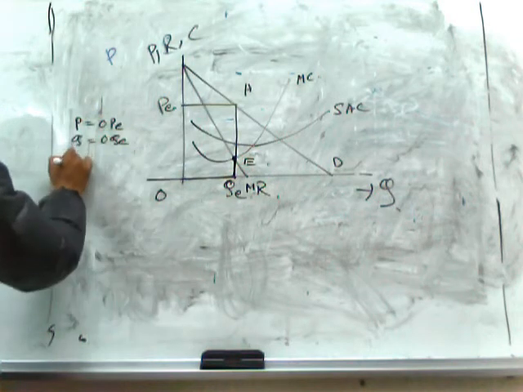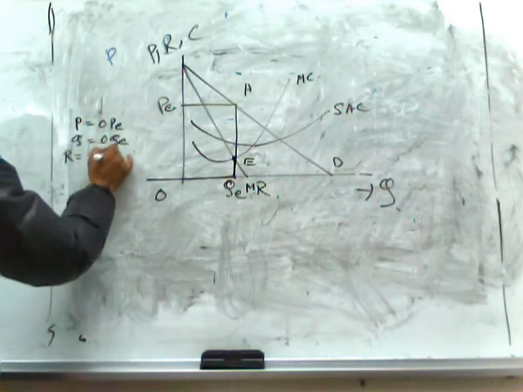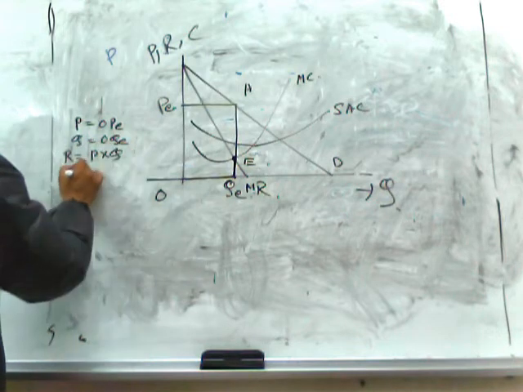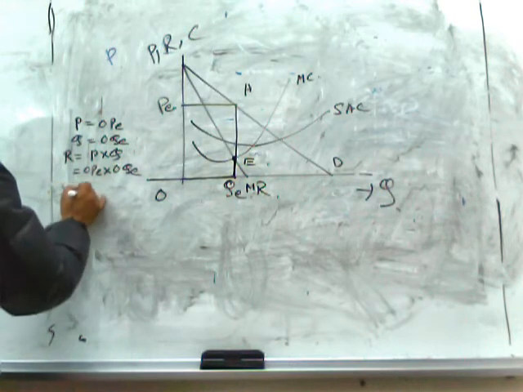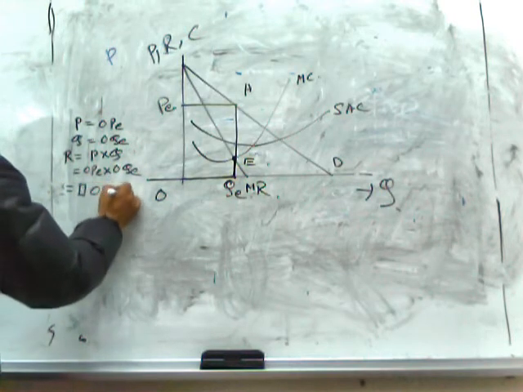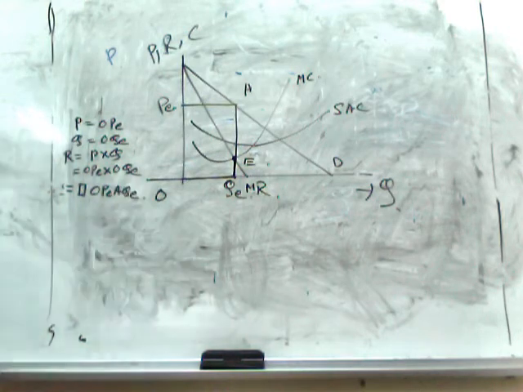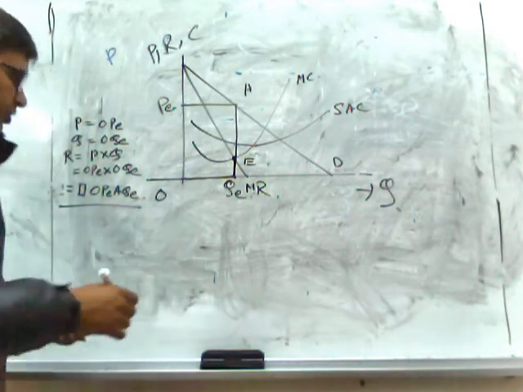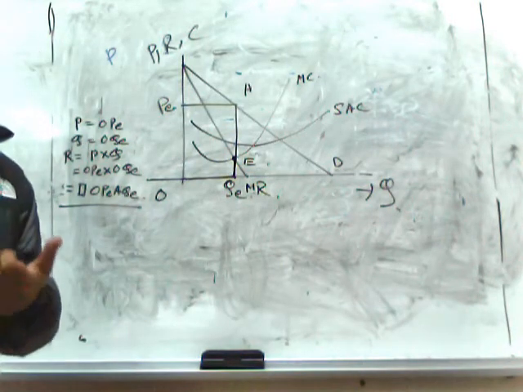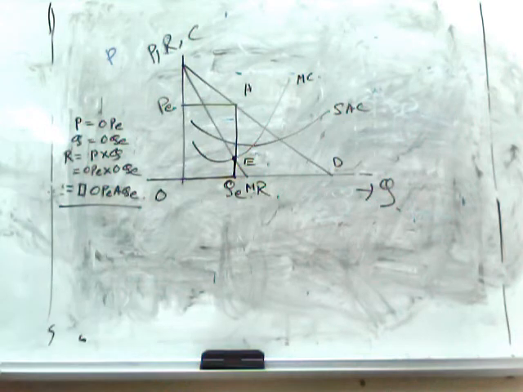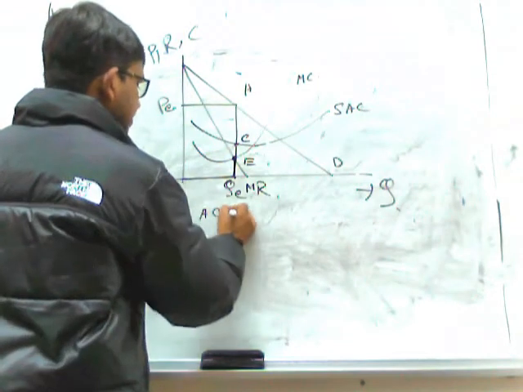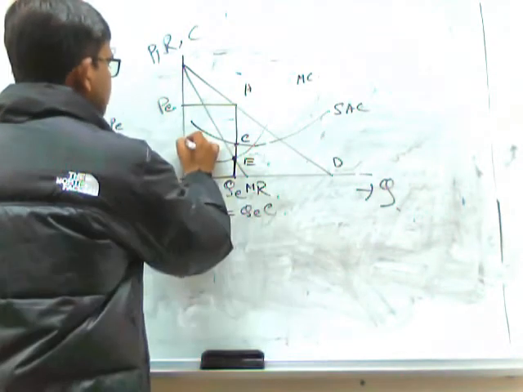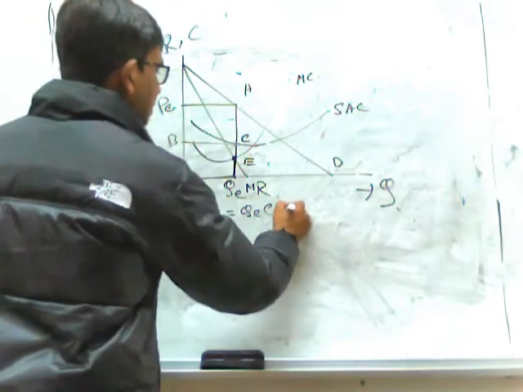So revenue equals how much? Price into output, OPE multiplied by OQE, that is the area of the rectangle OPAQE. So this is the revenue. To determine the profit, we need to know the volume of the cost here. So at QE level of output, the average cost is QEC, which equals OB.